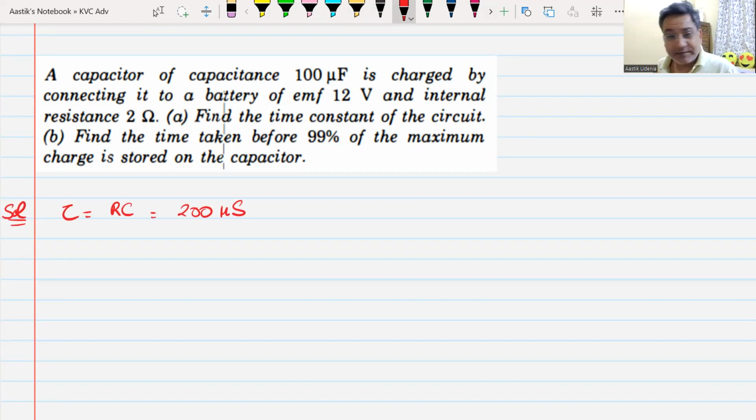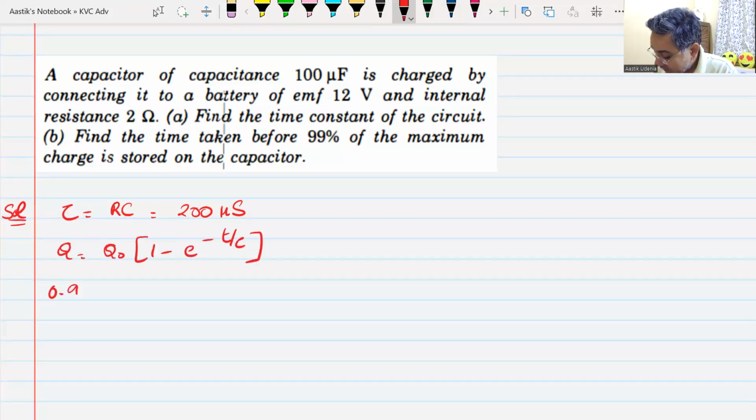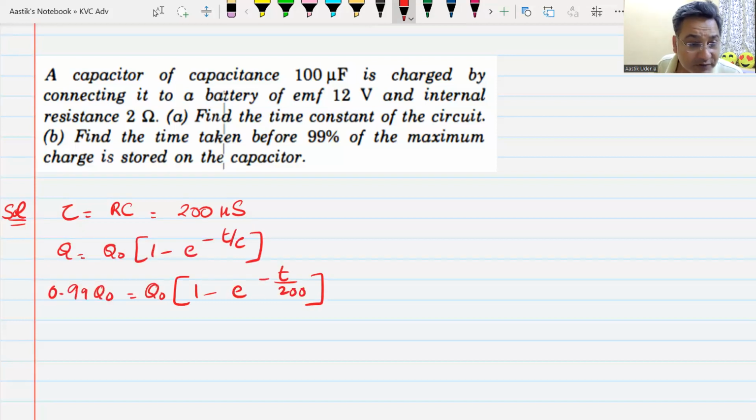Now I have to find out the time taken so that it becomes 99% of the final charge, or the steady state charge. Q is equal to Q naught into 1 minus e raised to the power minus t by tau. Yes or no? Yes, sir. This is 0.99 times Q naught. So 0.99 times Q naught will be equal to Q naught into 1 minus e raised to the power minus t by 200 microseconds. The answer you will get will be in microseconds. Do we understand this? Yes, sir.